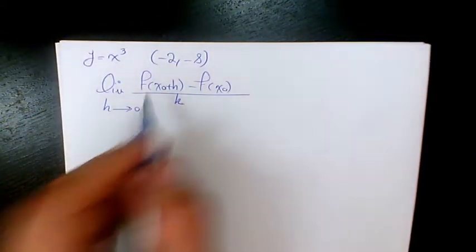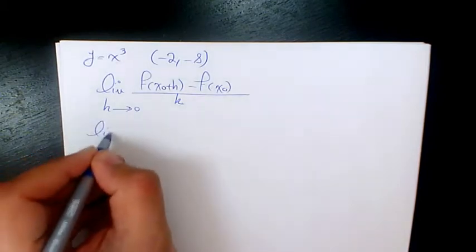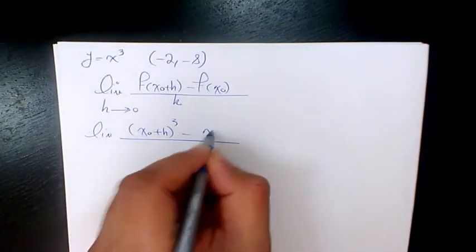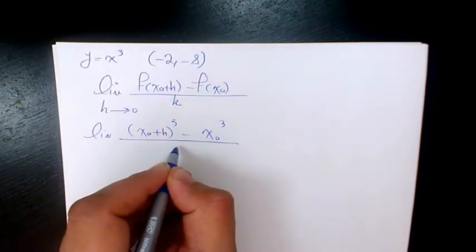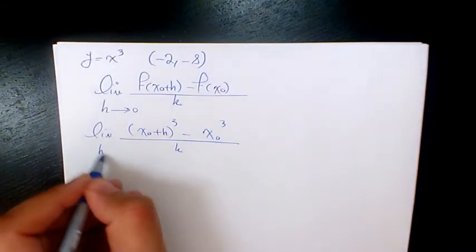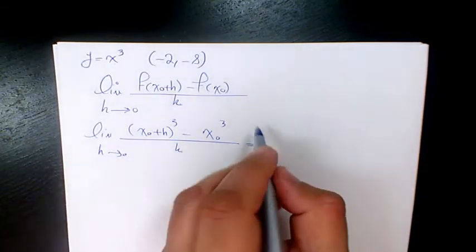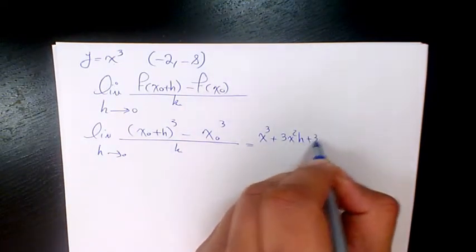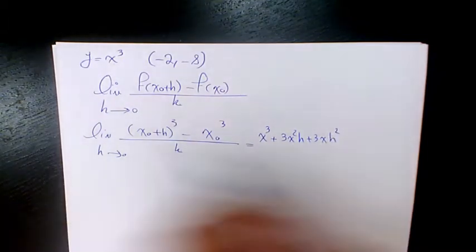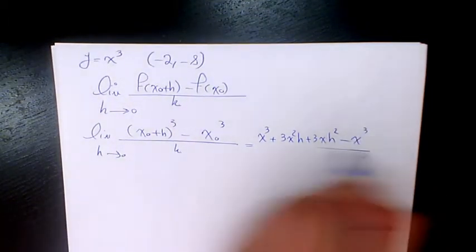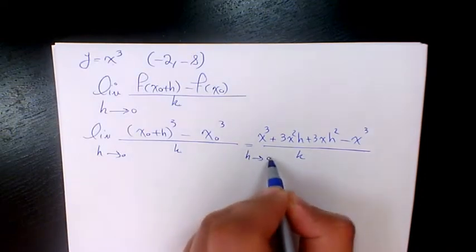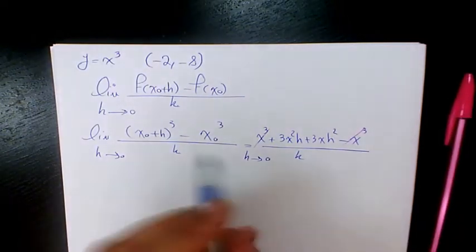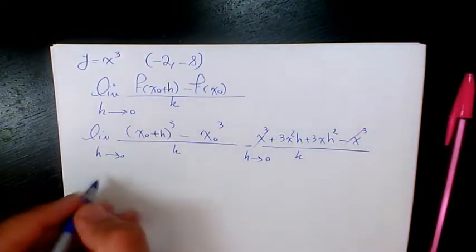0. So that's going to be limit of (x naught plus h) to the power of 3 minus x naught to the power of 3 divided by h when h approaches 0. So that's going to be x cubed plus 3x squared h plus 3xh squared plus h cubed. That's how we expand it, minus x cubed divided by h when h approaches 0. So now this x cubed and negative x cubed cancels out, and we need to factor h from here.